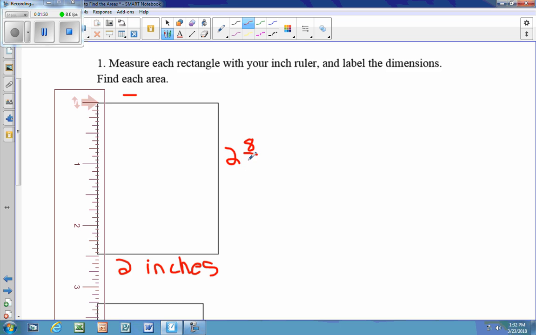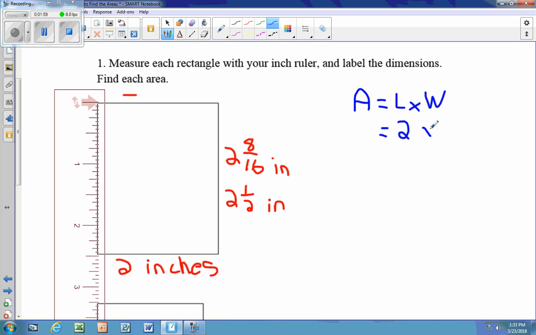We don't want to be working with big numbers later. We want to be working with smaller numbers. So we're going to simplify that. And it's the same thing as saying 2 1/2. So now these are both inches. And we have that area equals length times width. So we're going to do our measurements. And the length was 2 inches. And the width was 2 1/2.